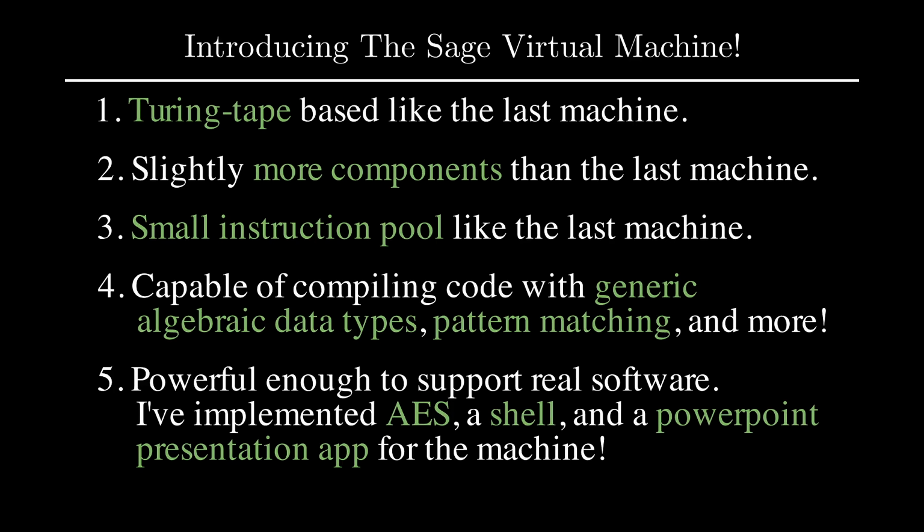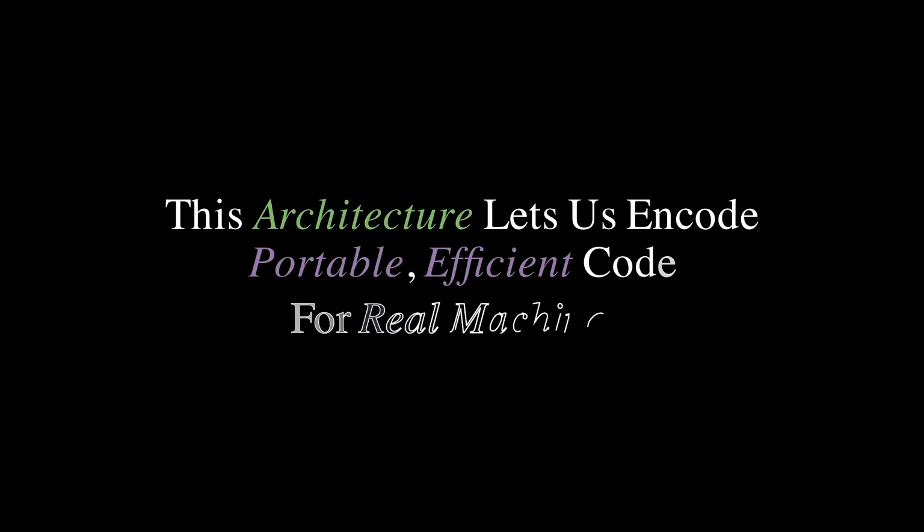This caveman will allow us to write programs that express really high-level concepts, such as generic algebraic data types, pattern matching, polymorphic functions, and more. It's enough to support real software in a straightforward way. I've implemented a shell, a PowerPoint app, and AES encryption plus decryption on top of this virtual machine. This model allows us to write portable, efficient code that runs well on real machines.